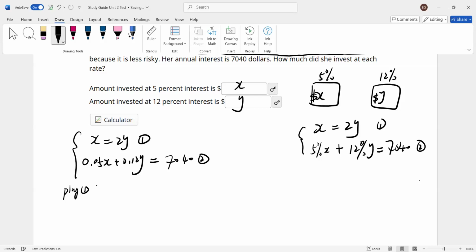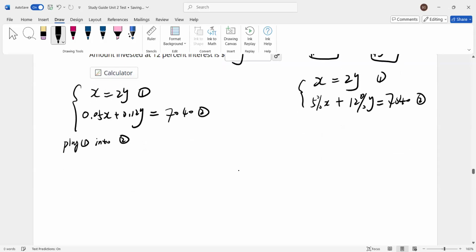For equation 2, we can use the substitution method. Plug 1 into 2, because in equation 1, variable X is already in terms of Y. So we are going to copy equation 2, but copy everything except X, because we are trying to eliminate X. When we see 0.05, copy it down. When we see X, do not copy it down. Instead, use 2Y to substitute for X. They are the same anyway. Plus 0.12Y equals 7040.